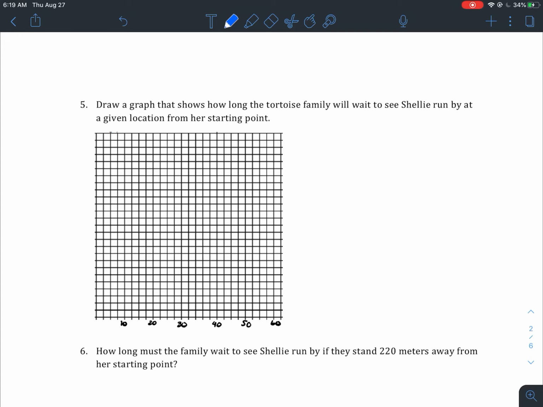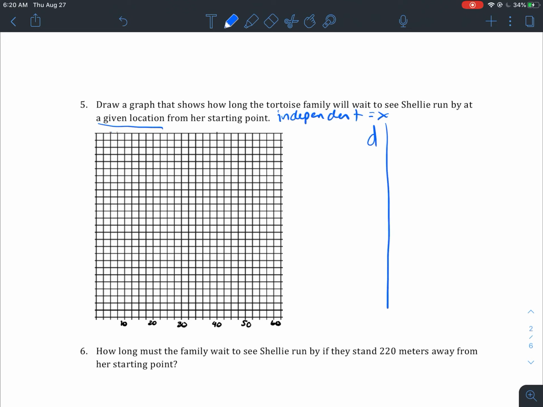All right. So next it says, draw a graph that shows how long the tortoise family will wait to see Shelly run by at a given location. So when it's a given location from her starting point, if that's what they're giving us, that's our independent variable. And that means it's going to be our x value. It's going to be on the x-axis.